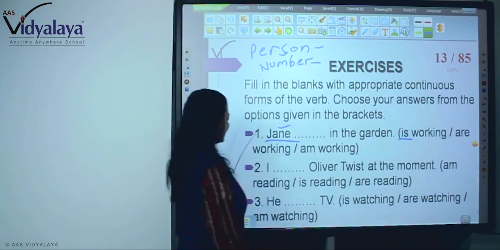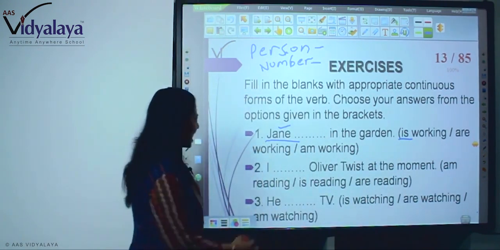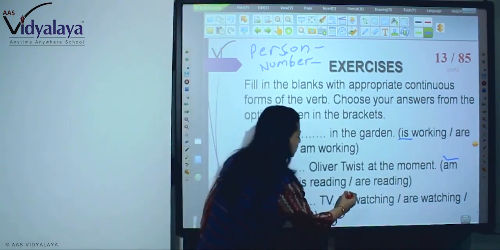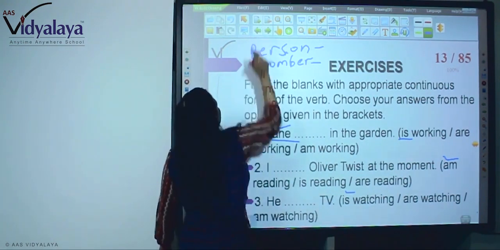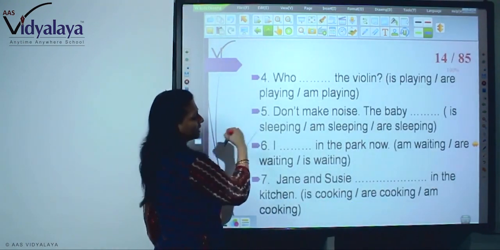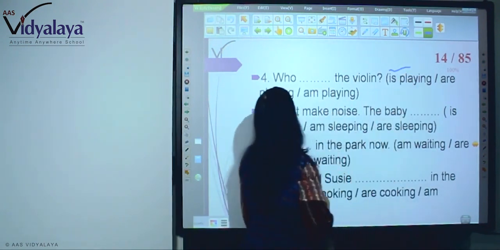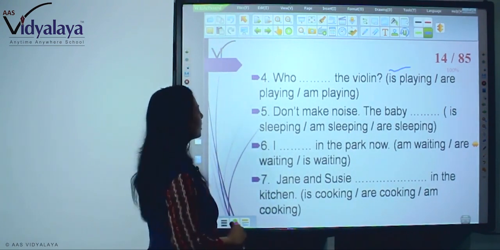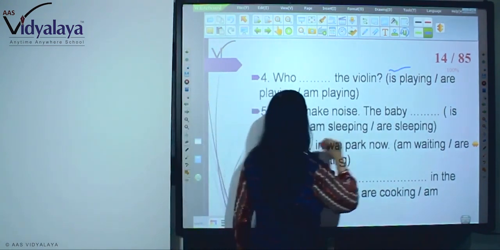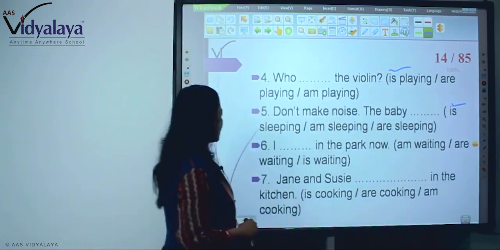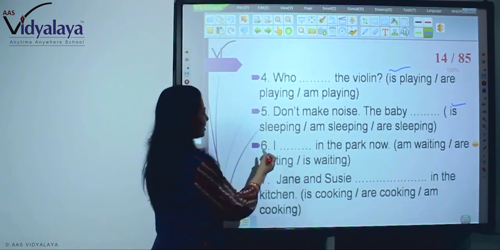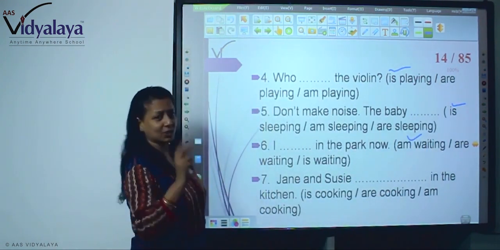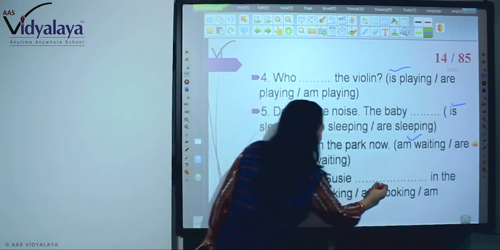So is working. I, Oliver Twist, am reading, because with I it is always am. He, singular, so is watching. Who is singular, so is playing. Now, who, you can consider as singular, you can consider as plural also. Don't make noise, the baby is singular, so is. Now, I in the park now, with I it is always am. I am waiting. Jane and Susie, these are 2 people, so are cooking.